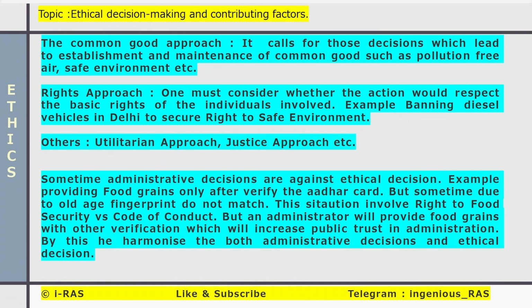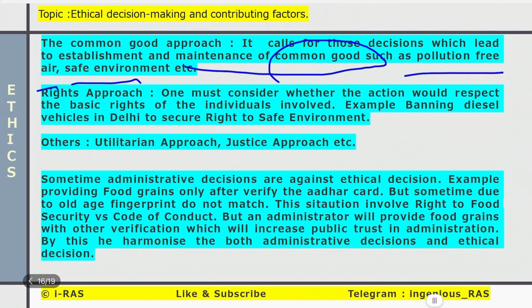Next one, the common good approach. It calls for those decisions which lead to the establishment and maintenance of common good. Common good basically means those goods which are available universally to everyone and which are essential to everyone. For example, pollution-free air and a safe environment are common good. While taking a decision, we should check whether it is harming the common good, whether this decision will make any impact on the common good.